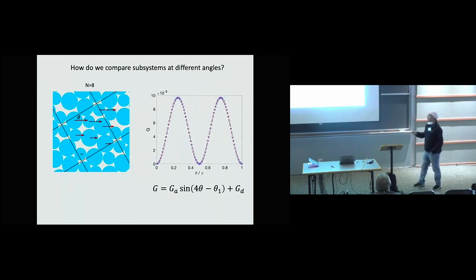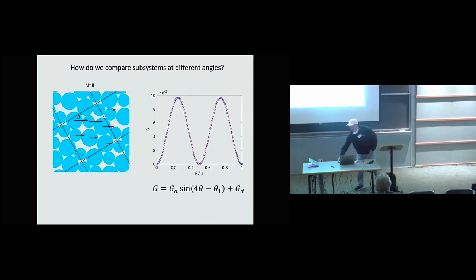But there are 2 interesting parameters. There's the DC value, and then there's the amplitude of the sinusoid when you shear at different angles. And what's interesting is, in general, those 2 parameters are important. I've just been talking about 1.